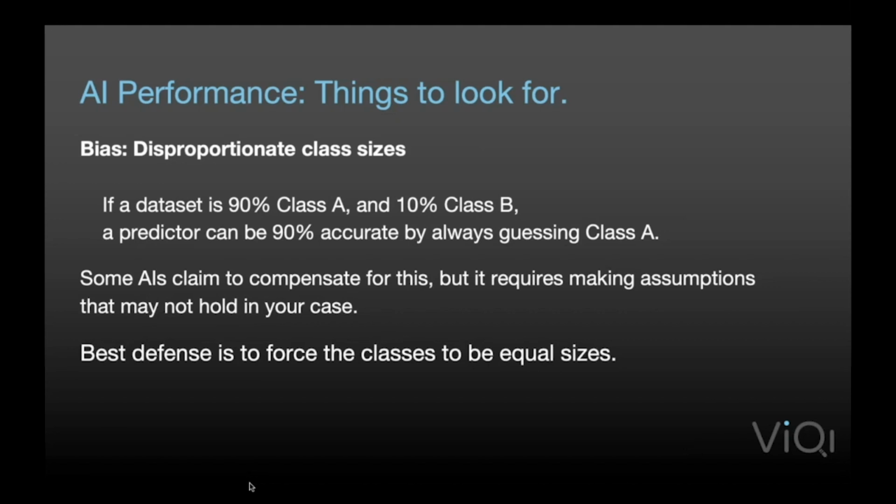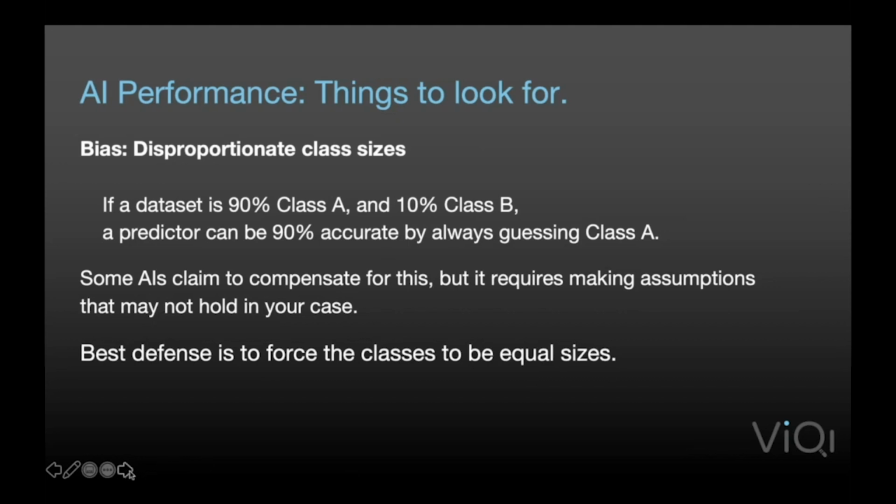And you have to be careful about how it's trained, because some AIs will actually train themselves to the point and say, well, I always win by guessing class A in this case, so that's what I'm going to do. So you don't want the AI to do this. You want to force it into making an actual decision. There are ways of compensating for this, but if you can, the best way to do this is to force the classes to be equal sizes.